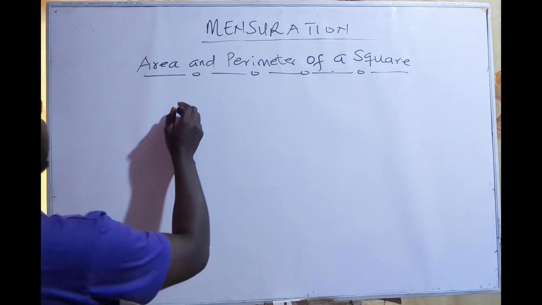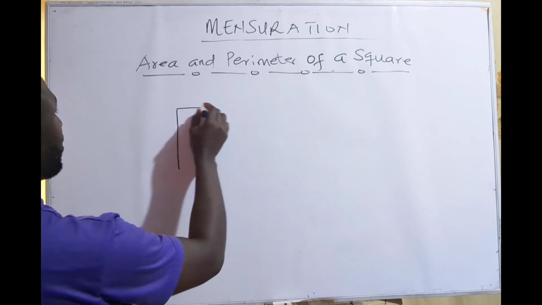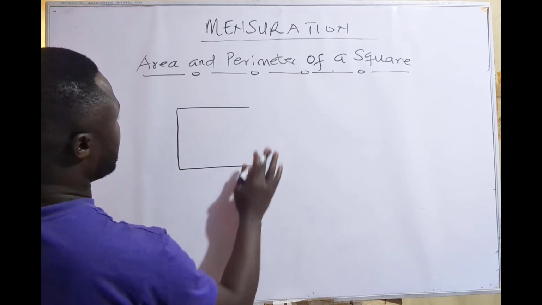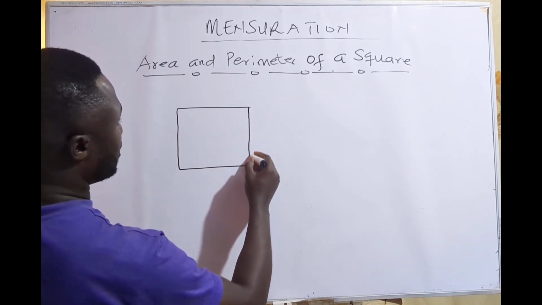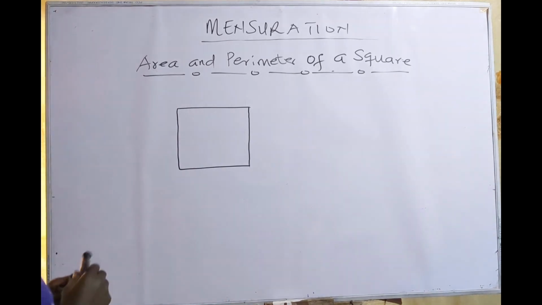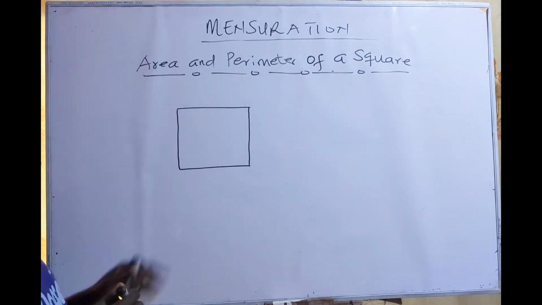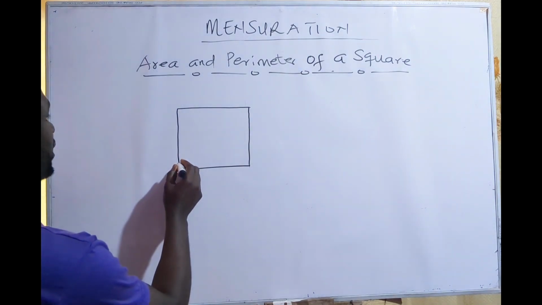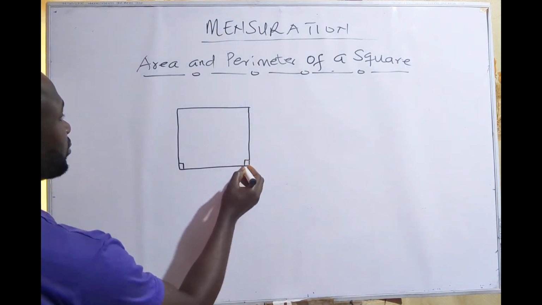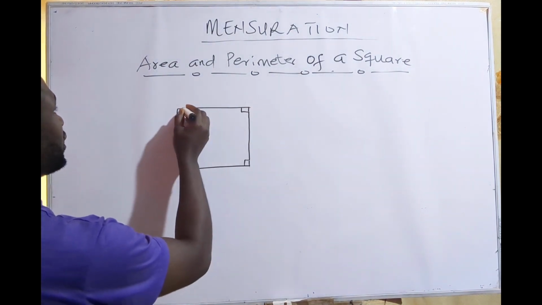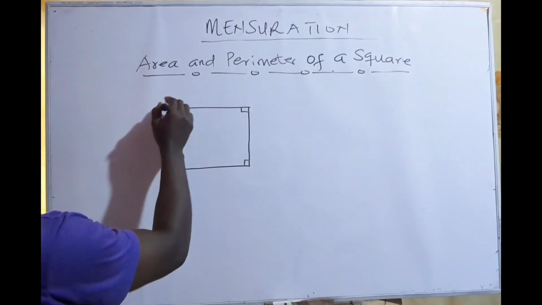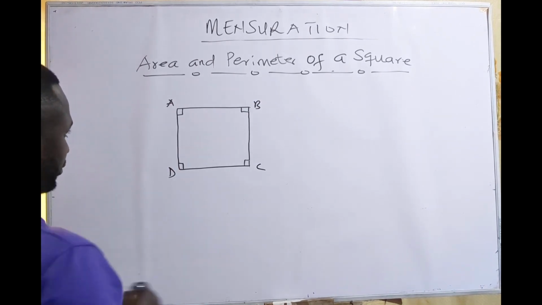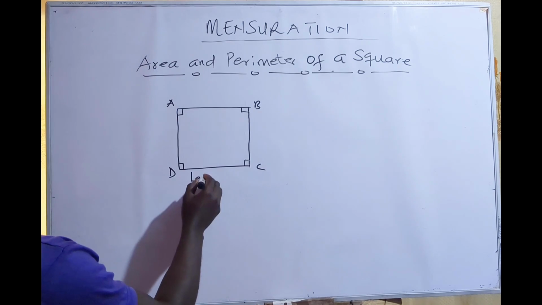Alright, so this is actually how a square is. All the sides are the same, and each interior angle is 90 degrees. Alright, so let's say A, B, C, and D. So this side is my length.